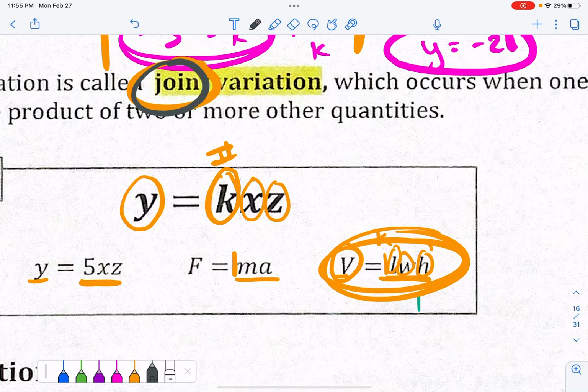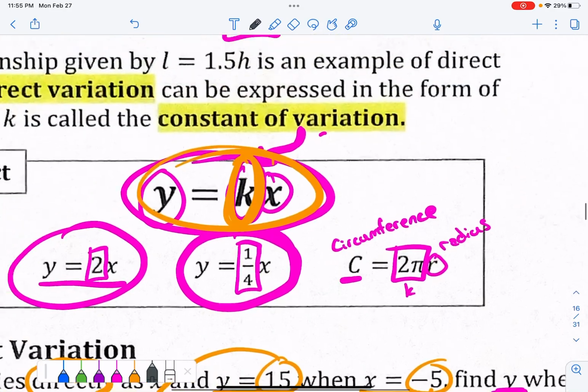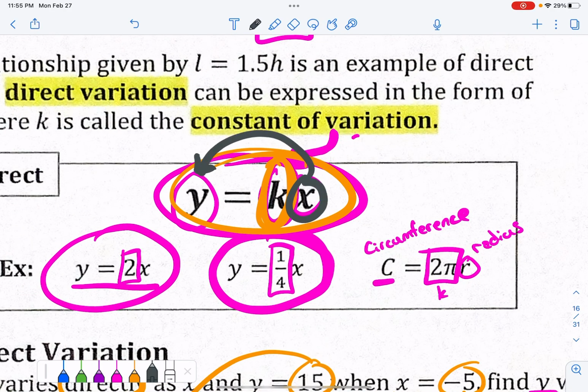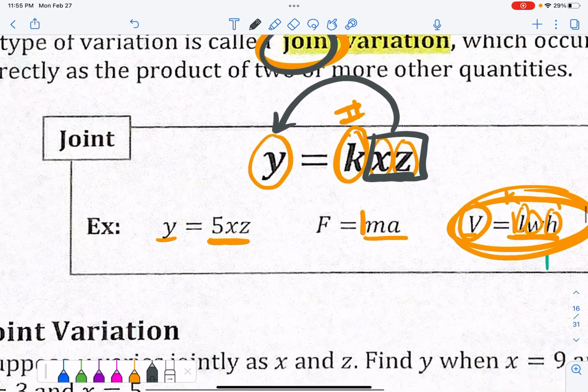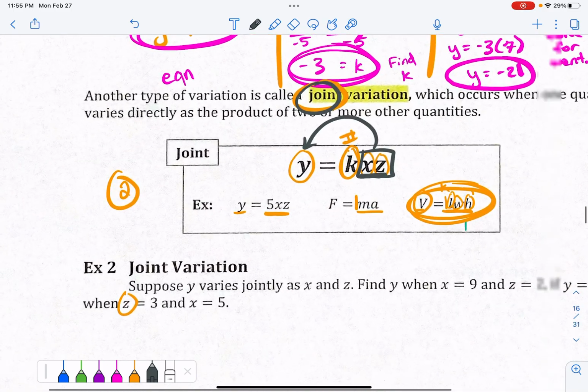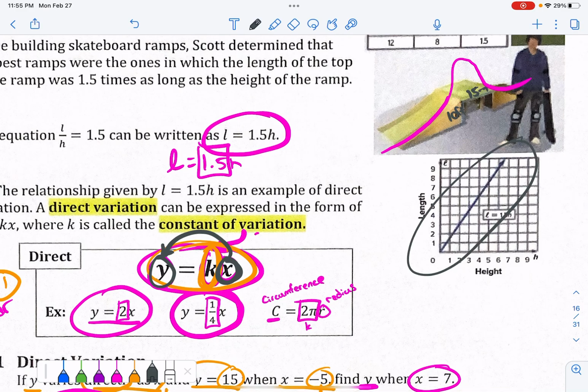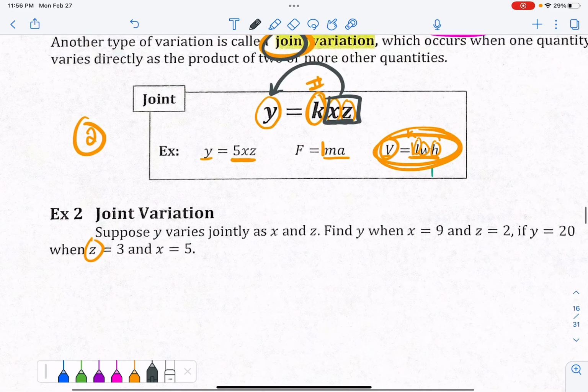So the reason why it's called joint variation is because here the x and the z are having to join together to make up what the y value is, versus in direct, where x was directly related to y. There was only 1 variable on this side and 1 on this side with the k. So here it's joint because these have to join together to make the value of y. And joint variation, because it has 3 variables, is going to be a 3-dimensional graph. So it will be a linear function, but it will be a line in 3D space. So it'll actually have an x, y, and z axis. We won't get into that right now, but that is what joint variation will look like.